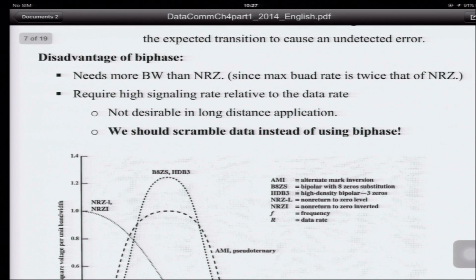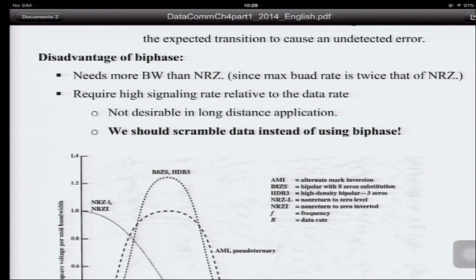As I said before, a disadvantage of the biphase is that it uses more bandwidth than the NRZ, and the max baud rate, as in the 4 pulse per second and 8 pulse per second examples, is twice that of NRZ and requires a high signaling rate relative to the data rate. Because for every bit you have to change once, okay? So it's not good for long distance application.